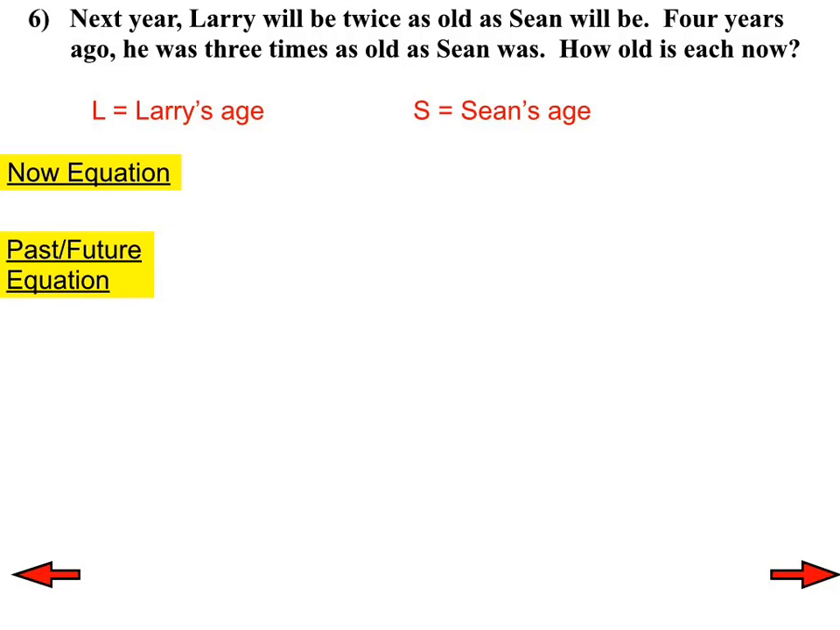Next year, Larry will be twice as old as Sean. L plus 1 is equal to 2 times the quantity S plus 1. Okay, there we go. So next year is 1 year from now. Larry will be twice as old as Sean, so we need to multiply Sean's age by 2 to make them equal to each other.